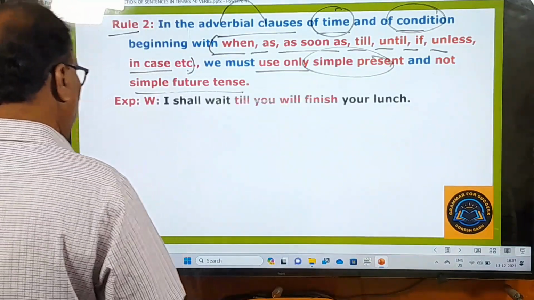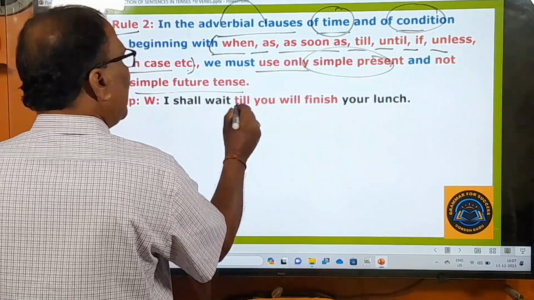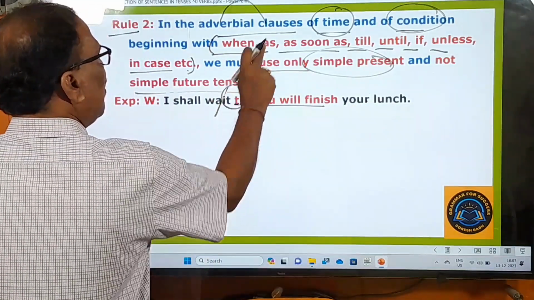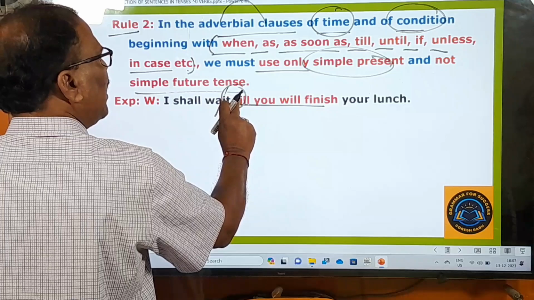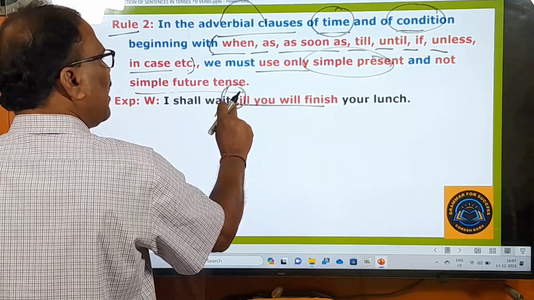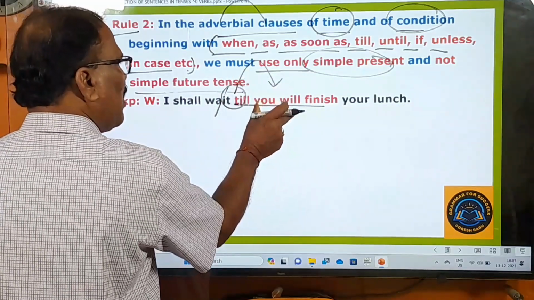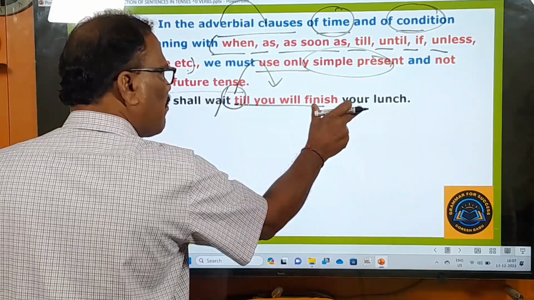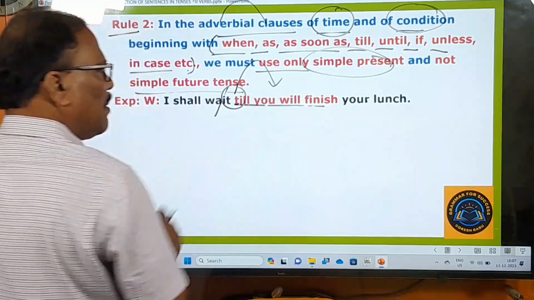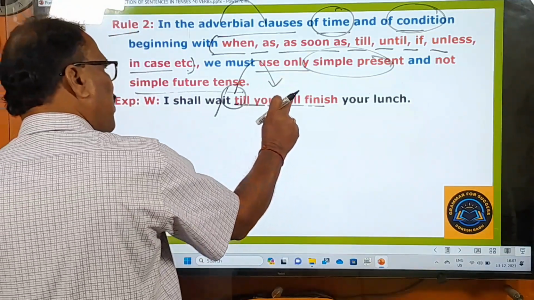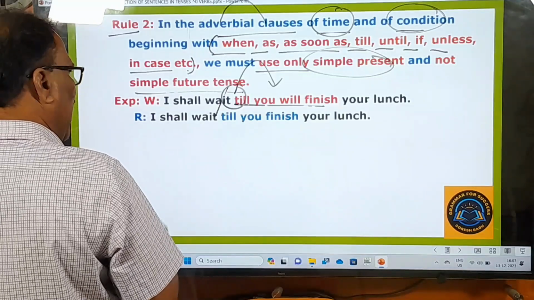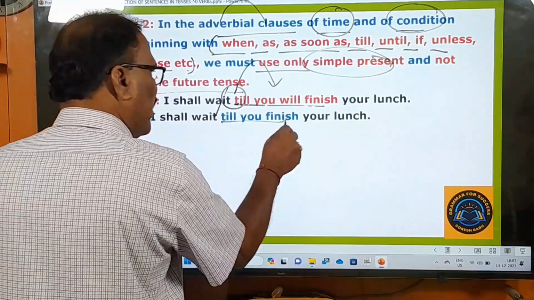Let us take some examples. I shall wait till you will finish your lunch. See, till is there. Till is a conjunction indicating time. After this, you must use only the simple present tense. It's an adverbial clause of time, so in this you must use only simple present tense. But here, simple future tense is used. So the right sentence must be: I shall wait till you finish your lunch.